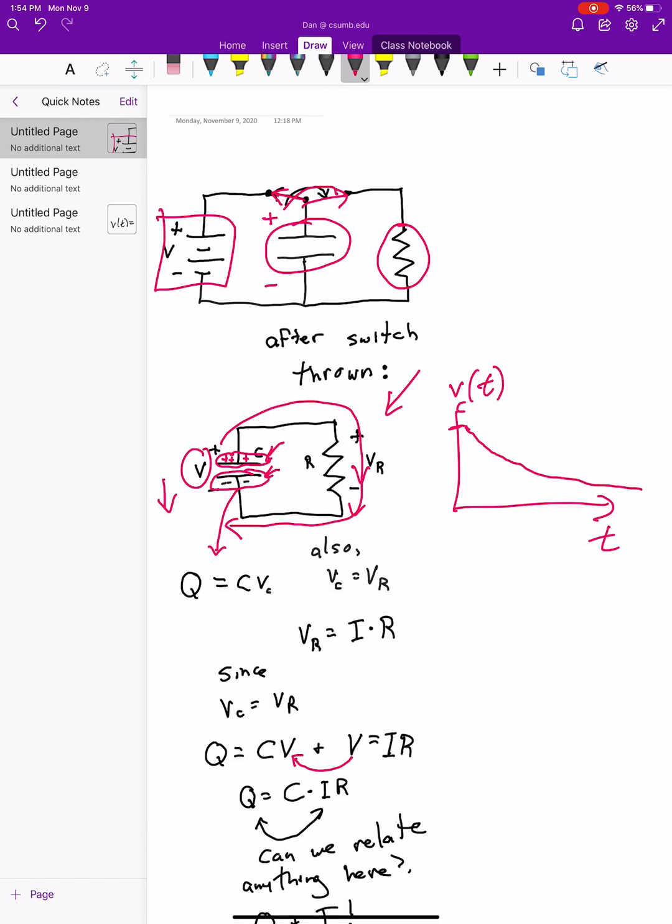All right, that's the voltage across the capacitor, which, as we're going to see in a moment, or as you probably can tell, is also going to be equal to the voltage across the resistor, because the two are in parallel. That's only those two elements, so they have to have the same voltage across them.